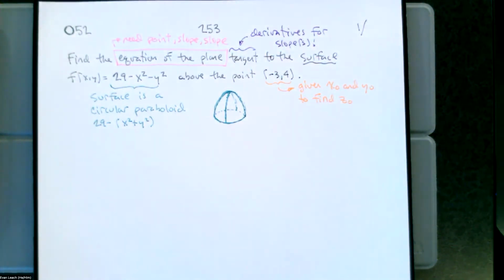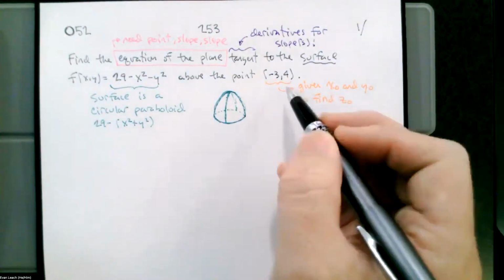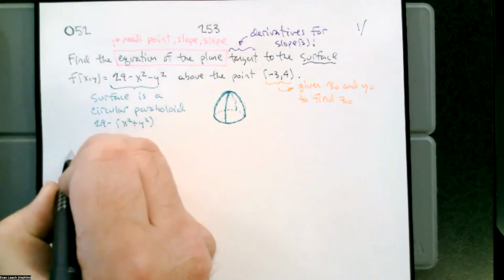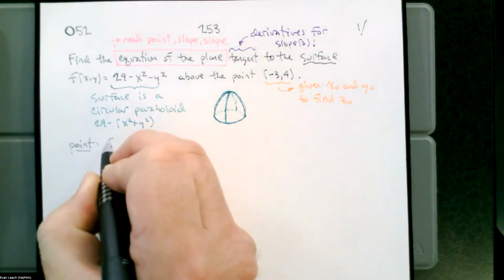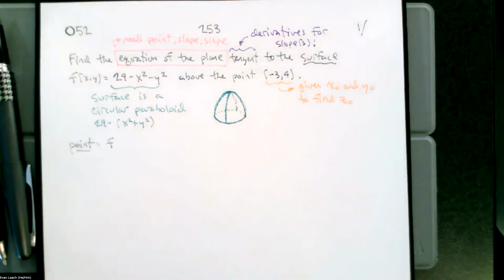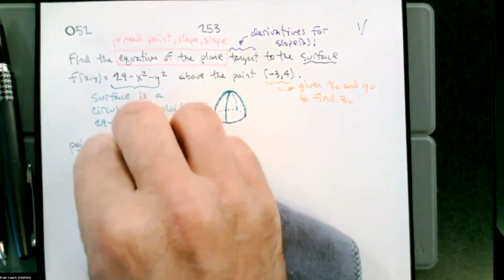Now we just need to go through and find our list of stuff. We need a point. And to get a point, we'll just plug x naught and y naught in to find z naught. Suppose I don't need to call it z naught, but I'm gonna.